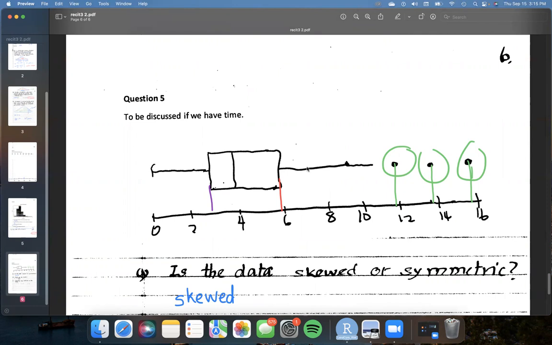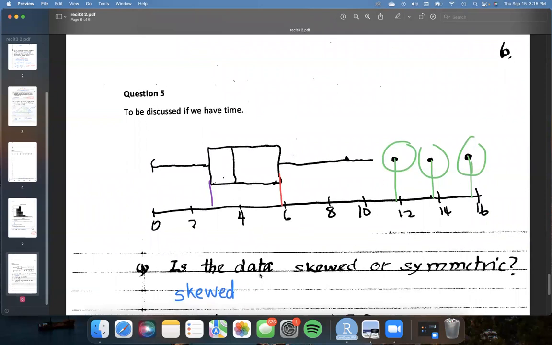But if you notice, this box on the right-hand side is a little longer, our whisker on the right, because some people say box and whisker plot. So our whisker on the right is longer than the left. And then we also have these outliers on the right. So this is definitely skewed.